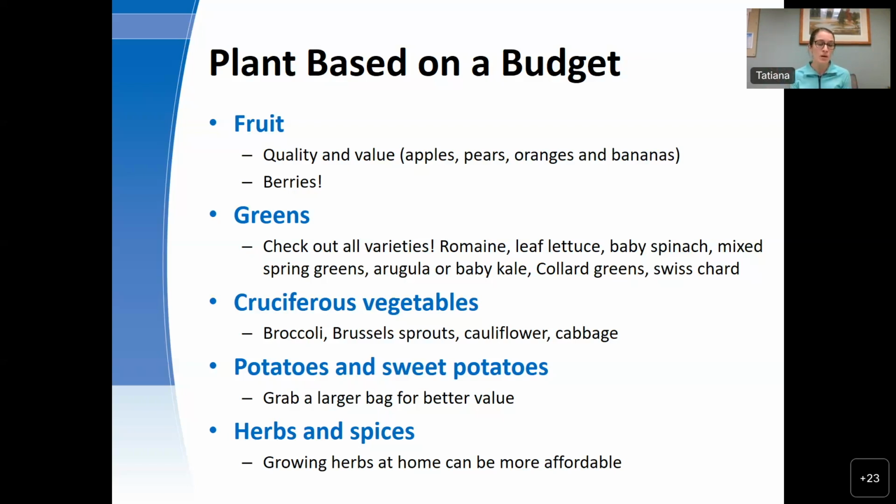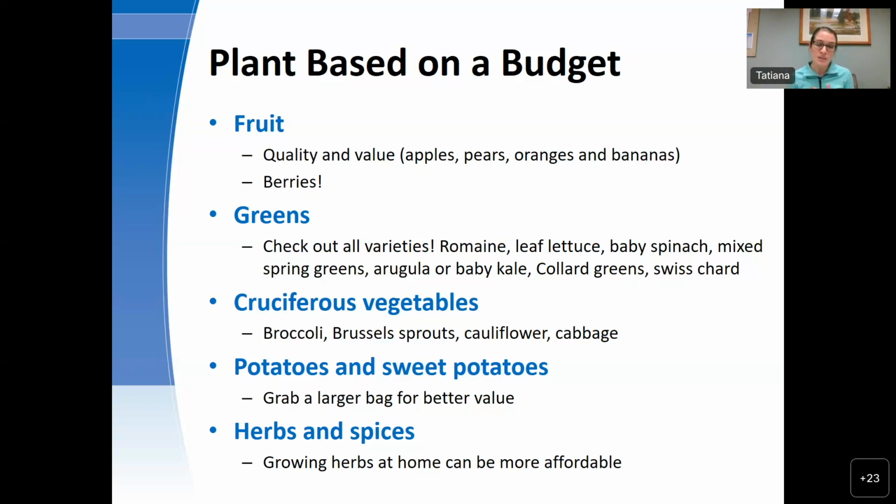Cruciferous vegetables, we call these our cancer fighters. So your broccoli, Brussels sprouts, cauliflower, cabbage, they have a particular sulfur-containing compound within them that we show can really help protect our cells. So we want to incorporate those on a daily, weekly basis. Potatoes and sweet potatoes, especially when we purchase them in larger quantities. Onions, you can purchase in larger quantities and store correctly. They will last for weeks and months.